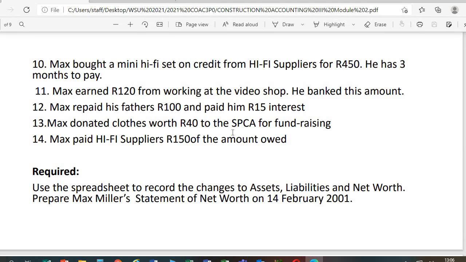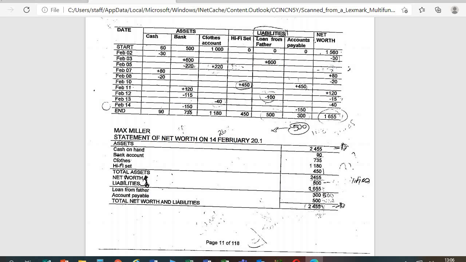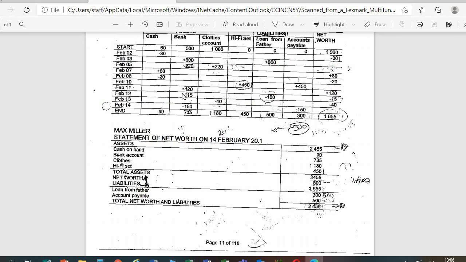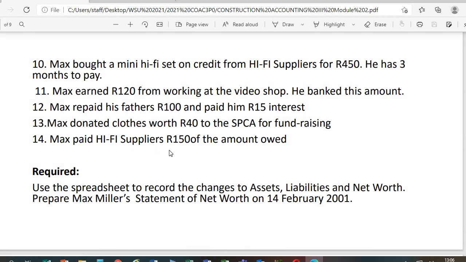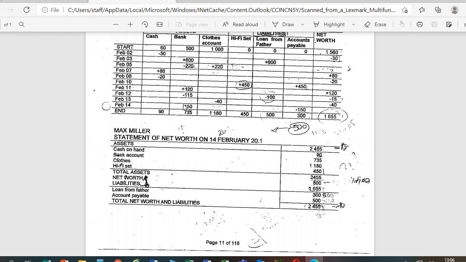Max donated clothes worth 40 Rand to the SPCA for fundraising. And then his clothes decreased by 40 Rand, and his net worth decreases by 40 Rand as well. And then Max paid Hifa Suppliers 150 of the amount owed. So he pays by the bank, which means his bank account decreases by 150. Accounts payable goes down by 150.